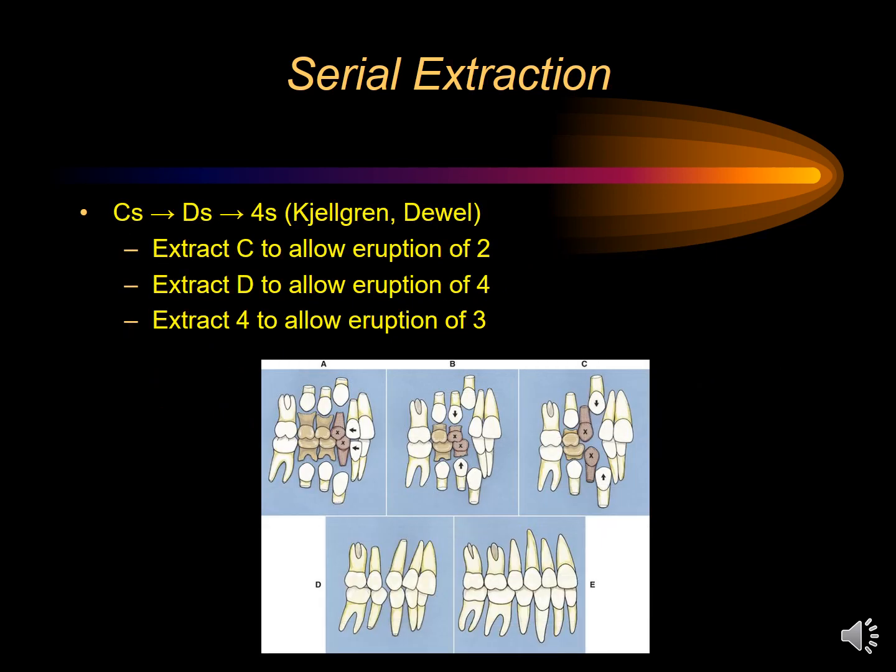Okay, the serial extraction sequence as specified by Kjellgren and Dewel is first to extract the Cs to allow eruption or alignment of the permanent lateral incisors, followed by the extraction of the first deciduous molars to allow eruption of the first permanent premolars, and subsequently the first premolars are extracted to allow eruption of the permanent canine.